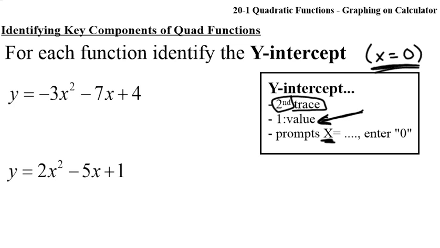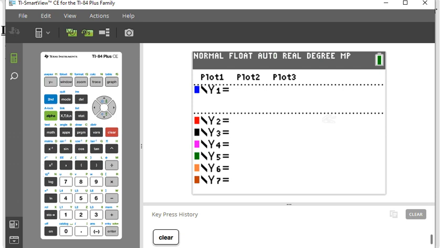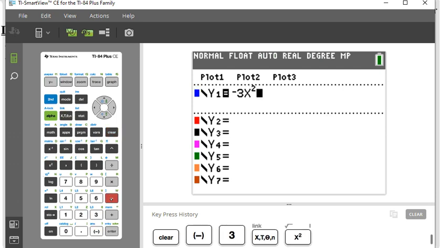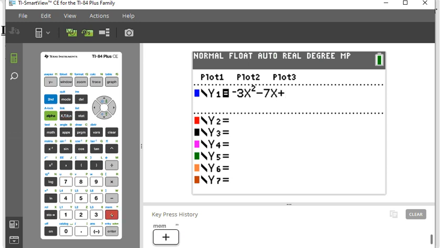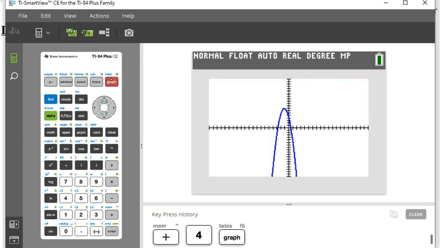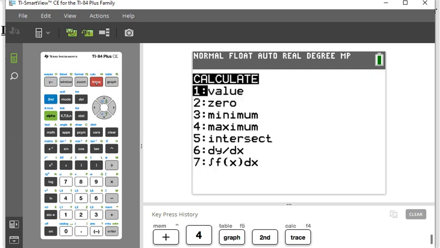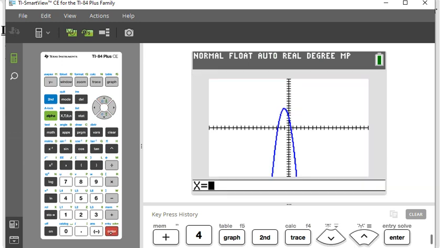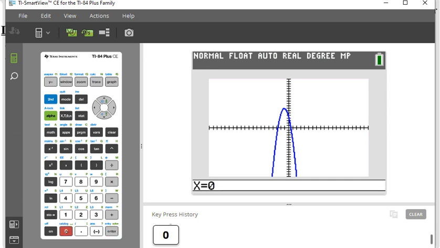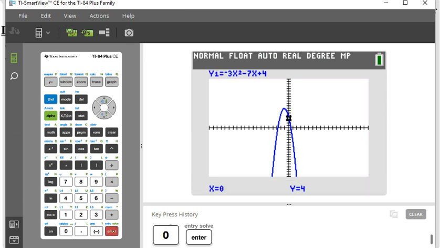We are using the same functions. So again, have the negative 3x squared minus 7x plus 4. Graph it, and let's follow the prompts. Y-intercept, second trace, number 1. We want, number 1, the value, so hit enter, and we want the value where x is equal to 0. So when x is 0, hit enter. That's telling us when x is 0, our y is 4, and that's where we're hitting the y-axis.